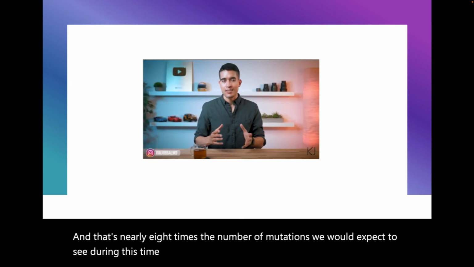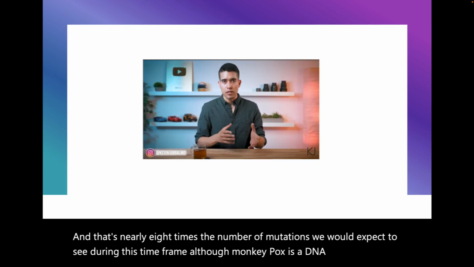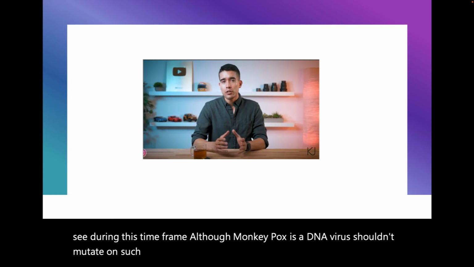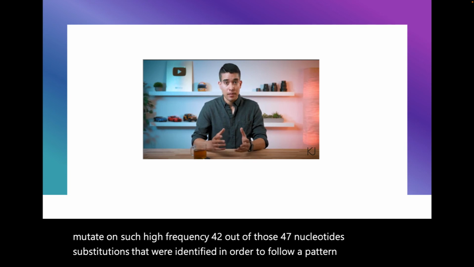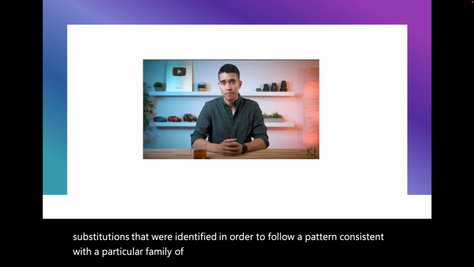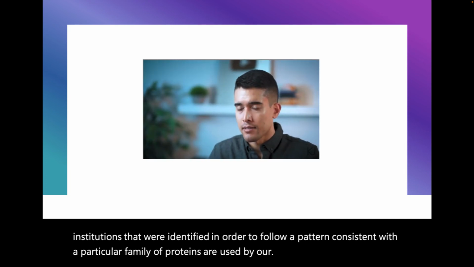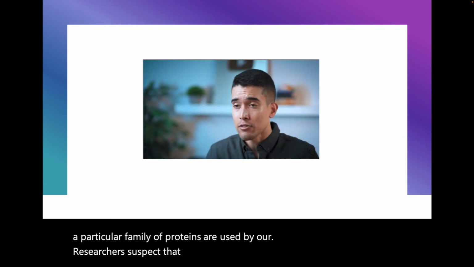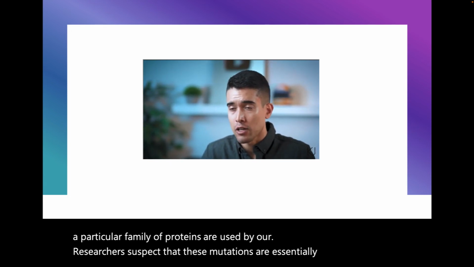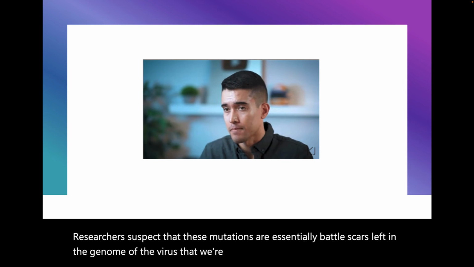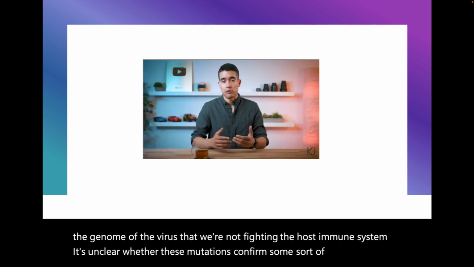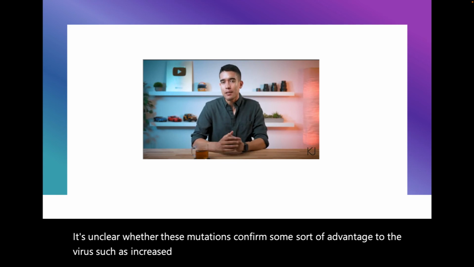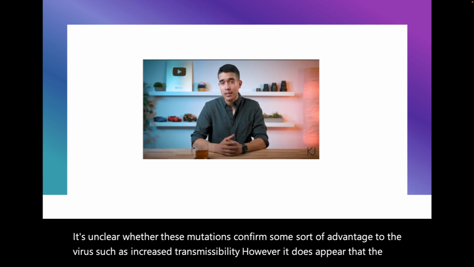Although monkeypox is a DNA virus that shouldn't mutate with such high frequency, 42 out of those 47 nucleotide substitutions that were identified appear to follow a pattern consistent with a particular family of proteins used by our immune system. In essence, the researchers suspect that these mutations are battle scars left in the genome of the virus that were acquired while fighting the host's immune system. It's unclear whether these mutations confer some sort of advantage to the virus, such as increased transmissibility. However, it does appear that the virus has changed much more quickly than previously thought.